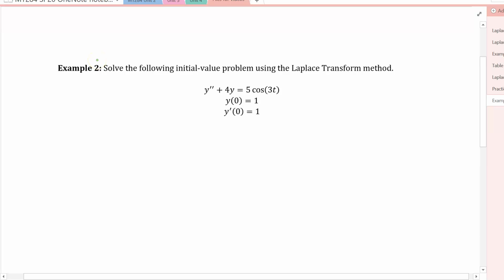In this next video, we're going to go through an example of a second order differential equation and solving it using the Laplace transform method. Notice this is an undamped forced harmonic oscillator, and it's got a sinusoidal forcing function, meaning we get a trig function on the right hand side.